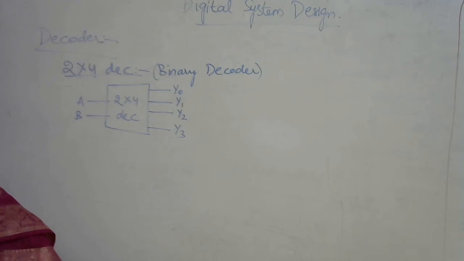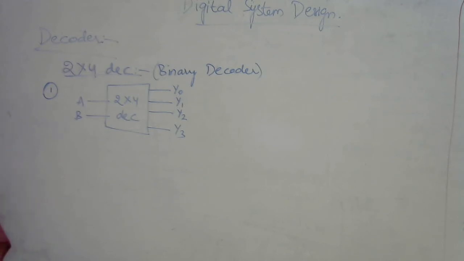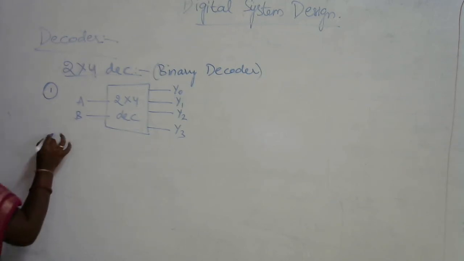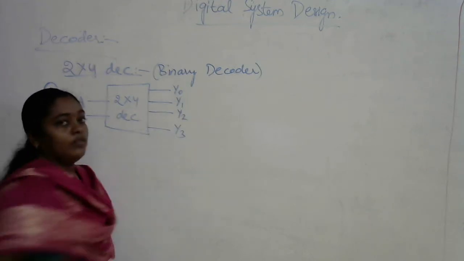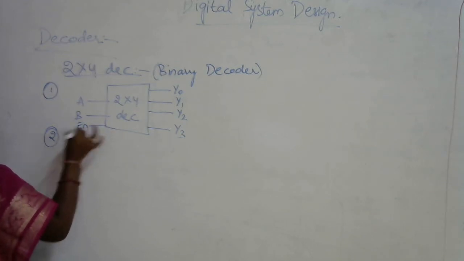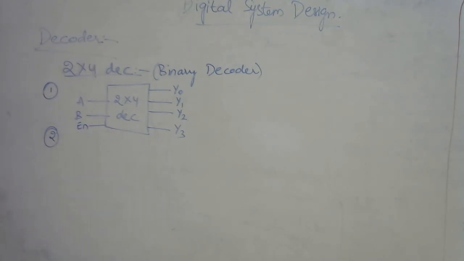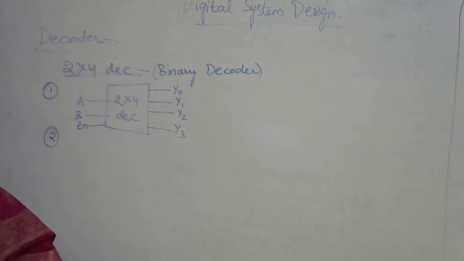Now coming to the next one, the first step in case of any combinational circuit is to draw the block diagram, followed by the truth table. A truth table gives a relationship between the input and output variables. Here the input variables are A and B, and the output variables are Y0, Y1, Y2 and Y3. Even though I am not specifying it as an IC, let me assume that the control input here is an enable input.